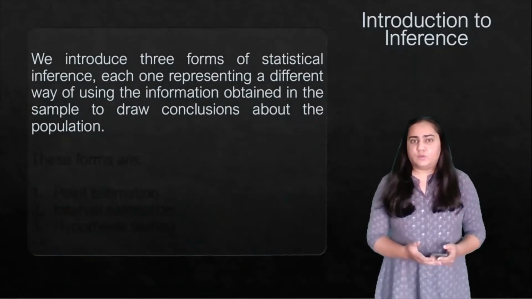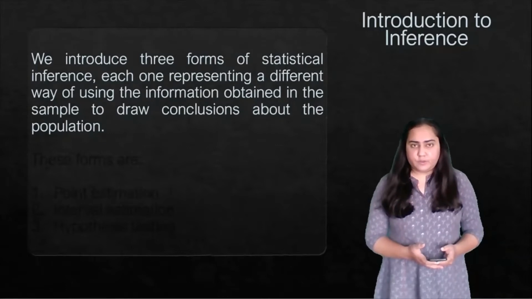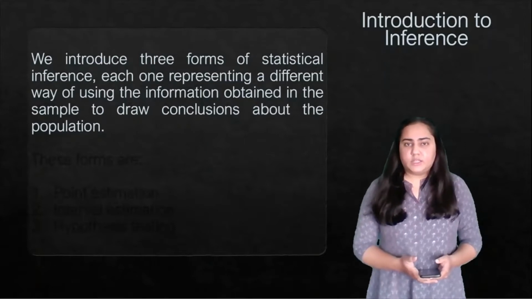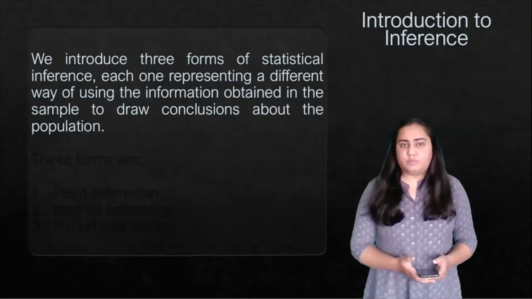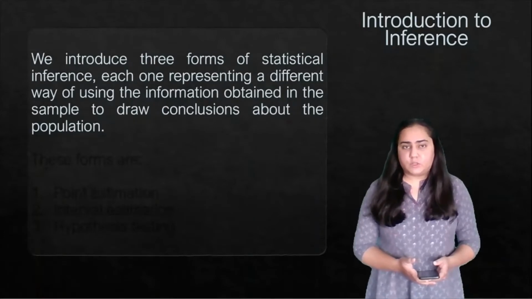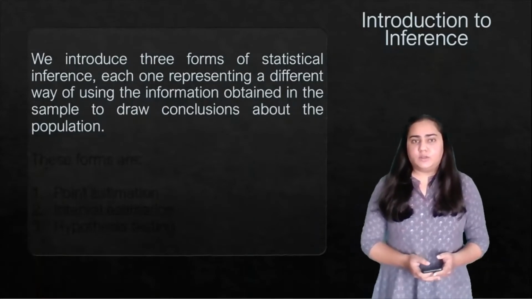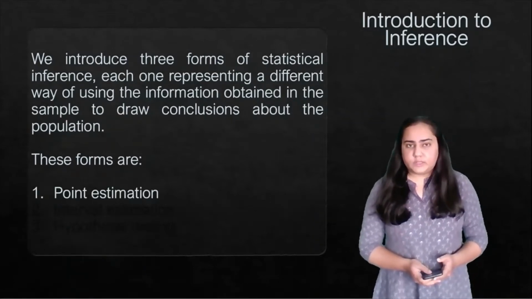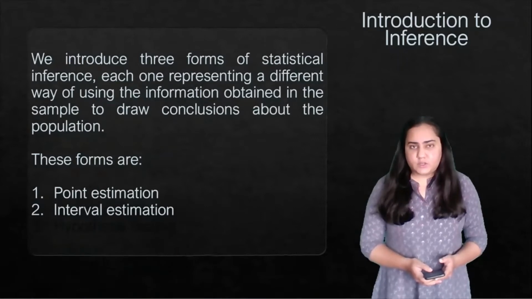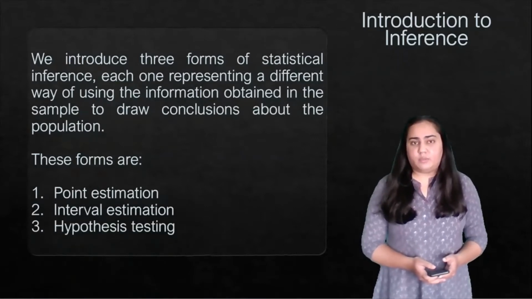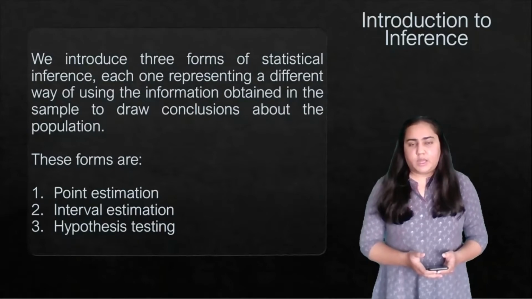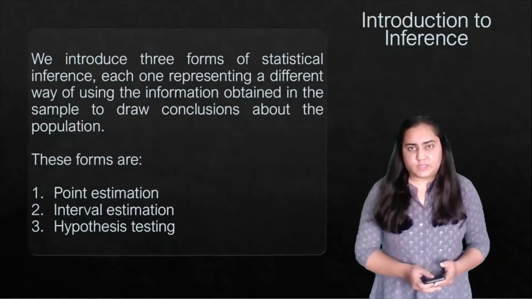Here we are going to introduce three forms of statistical inference, but in this video, I'll be covering two. Each form represents a different way of using information obtained in the sample to draw conclusions about the population. These forms are number one, point estimation, number two, interval estimation, and number three, hypothesis testing. In this video, we are going to talk about point estimation and interval estimation, and in the next video, I'll talk about hypothesis testing.